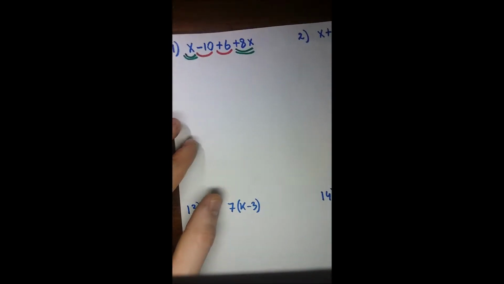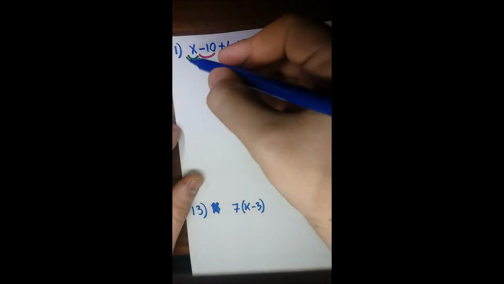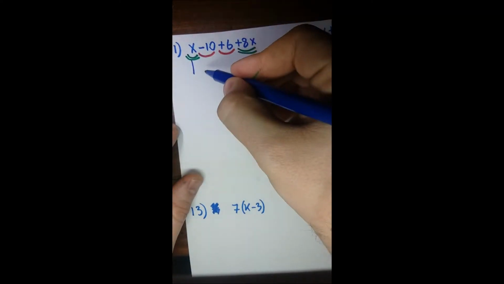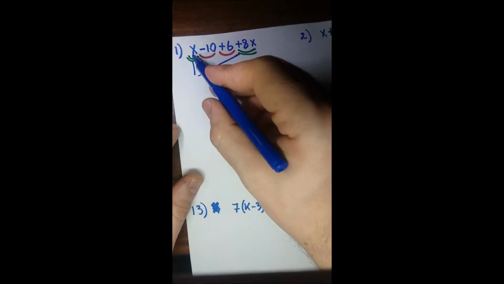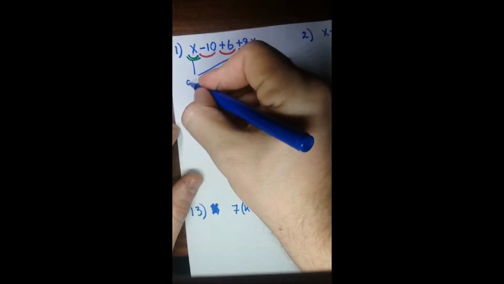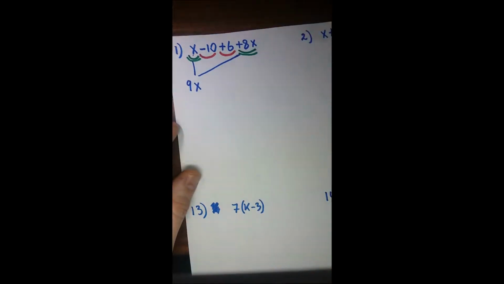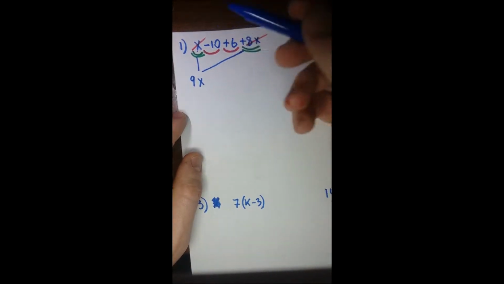Okay, now combine them together. So x will go together with the x terms. So 1x plus 8x is 9x. And when you write down 9x, you can cross those two off because I don't want you to count them twice, or make a mistake.